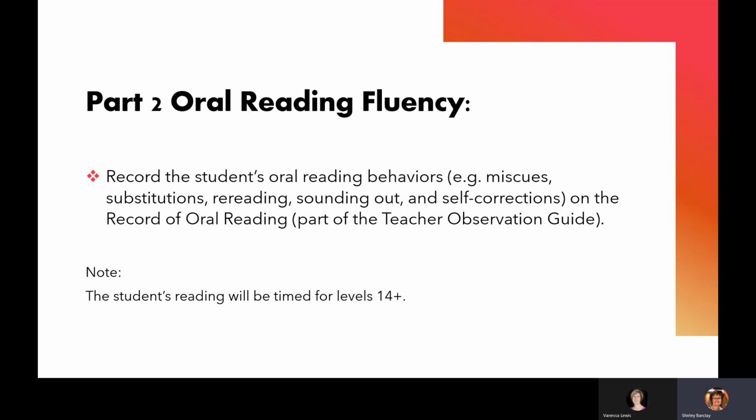Okay, so then part 2 is the oral reading fluency portion of the DRA assessment. And so what you're doing is recording the student's oral reading behaviors. You're looking for miscues, substitutions, rereadings, sounding out, self-corrections, and they're all part of the oral reading in the teacher observation guide.